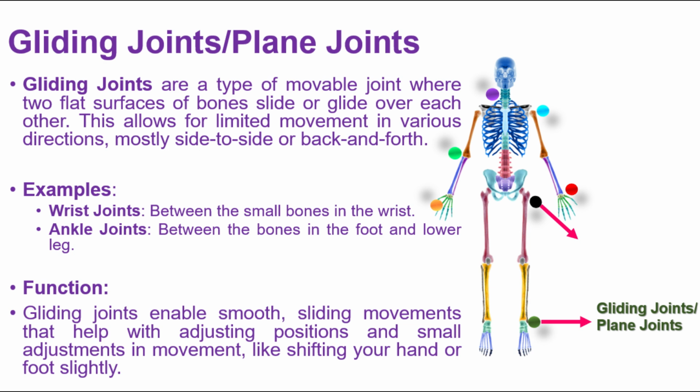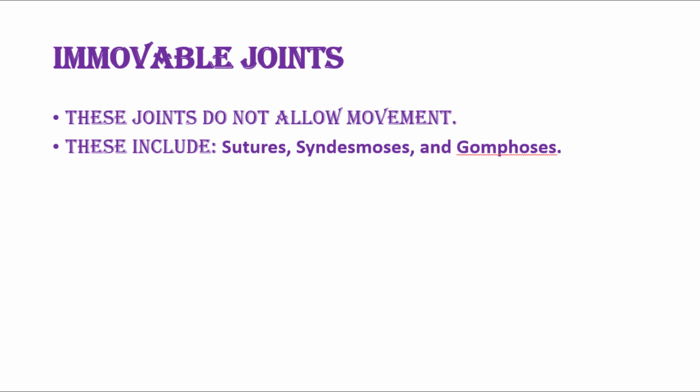Gliding or plane joints. Gliding or plane joints are a type of movable joint where two flat surfaces of bones slide or glide over each other. This allows for limited movement in various directions, mostly side to side or back and forth. Examples: wrist joints, between the small bones in the wrist. Ankle joints, between the bones in the foot and lower leg. Function: gliding joints enable smooth, sliding movements that help with adjusting positions and small adjustments in movement, like shifting your hand or foot slightly.